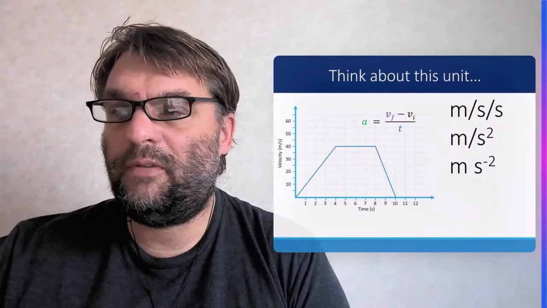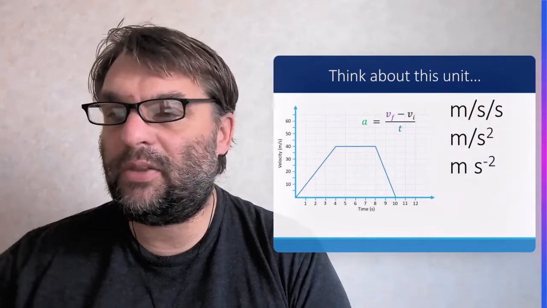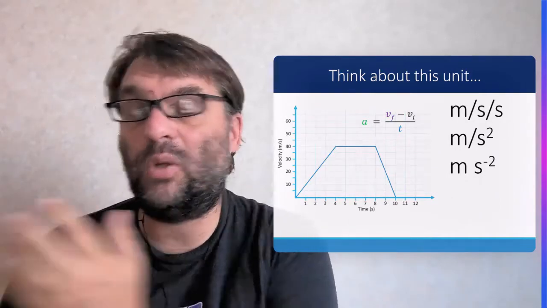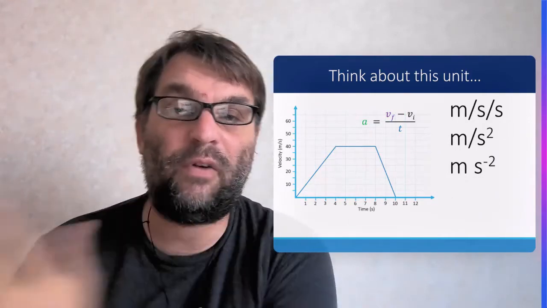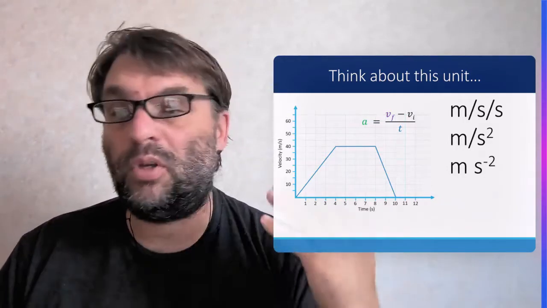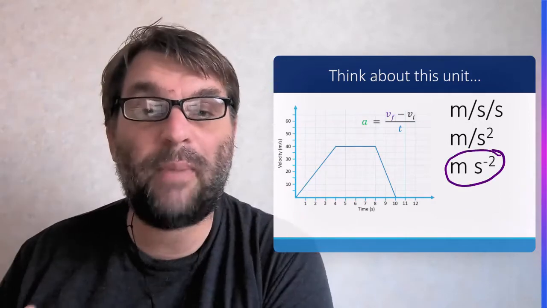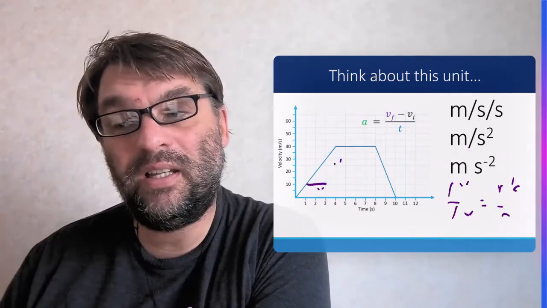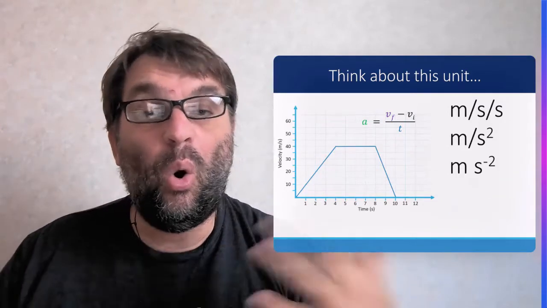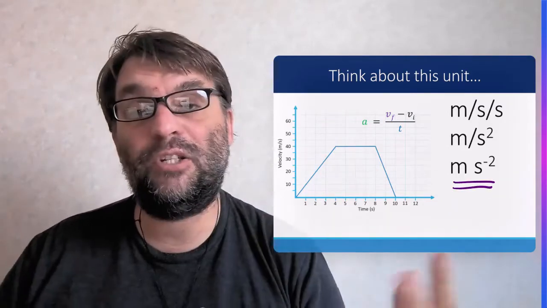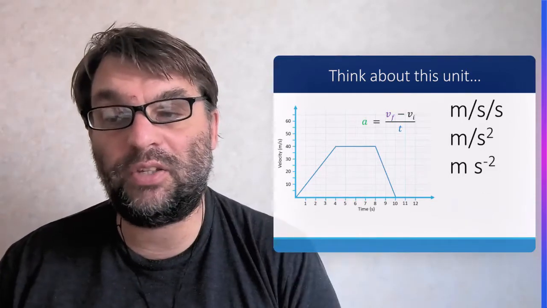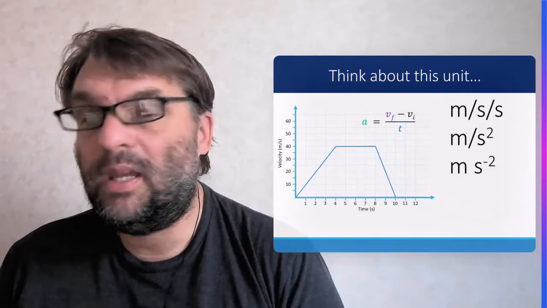Finally, think about the units. And also the graph. Acceleration equals the final velocity minus the initial velocity over time, which is meters per second squared. When you think about it, the change in y over change in x is going to be meters per second divided by seconds, or meters per second squared, acceleration. So the gradient of a velocity time graph, therefore, using dimensional analysis, is going to be the acceleration.